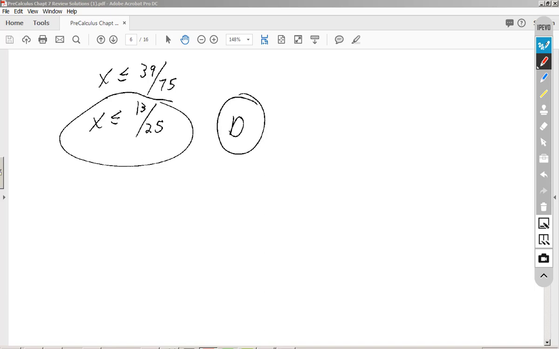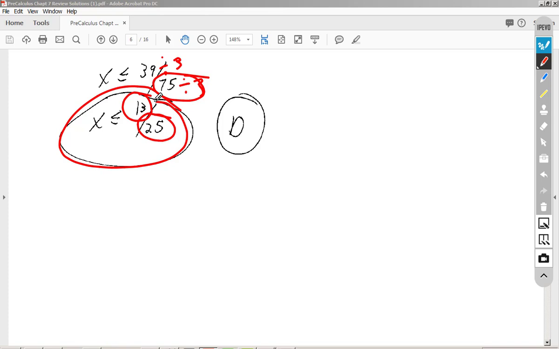So dividing both the top, the numerator, and the denominator by 3, following my laws of fractions, 39 divided by 3 is 13. 75 divided by 3 is going to be 25. So there's your answer for number 6. This x is less than or equal to 13/25. So your answer is going to be D. The answer is none of these.